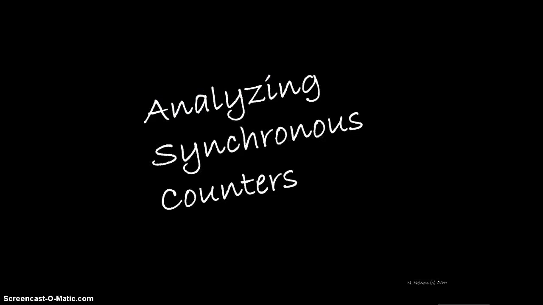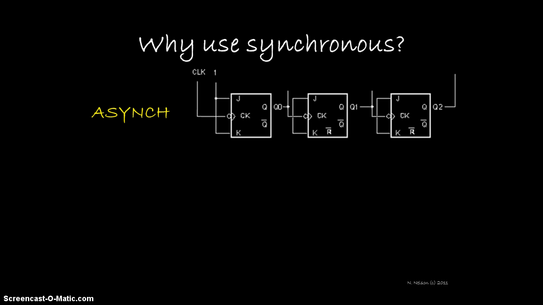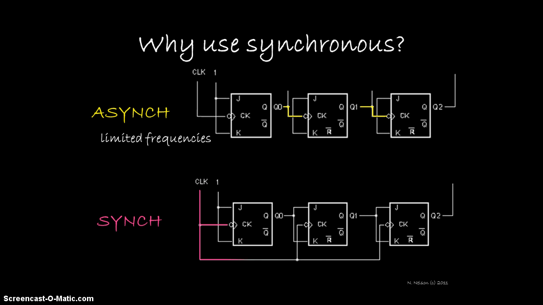Analyzing synchronous counters. A synchronous counter is configured differently than its asynchronous counterpart, where each flip-flop, other than the first, is clocked by the output of the previous flip-flop. The accumulation of propagation delays means that the maximum frequency at which these counters can run is limited. Synchronous counters avoid this problem, with each flip-flop clocked by the same clock signal. No propagation delays mean that the frequency can now go much higher.